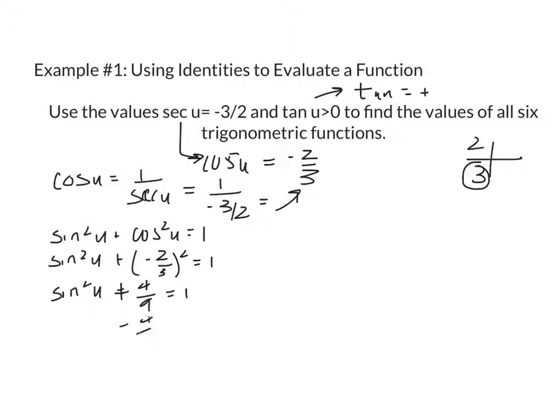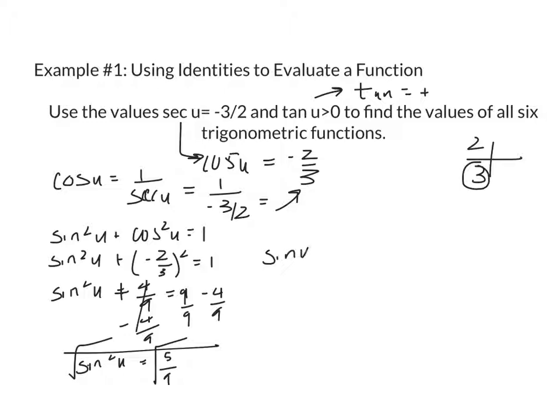If I subtract 4/9 on both sides, we get sine squared u equal to 5/9. How did I get 5/9? Because 9/9 minus 4/9 is 5/9. Finally, we take the square root for sine. And so sine u is equal to the square root of 5 over 3. So that's sine, and again, that's positive, not negative.